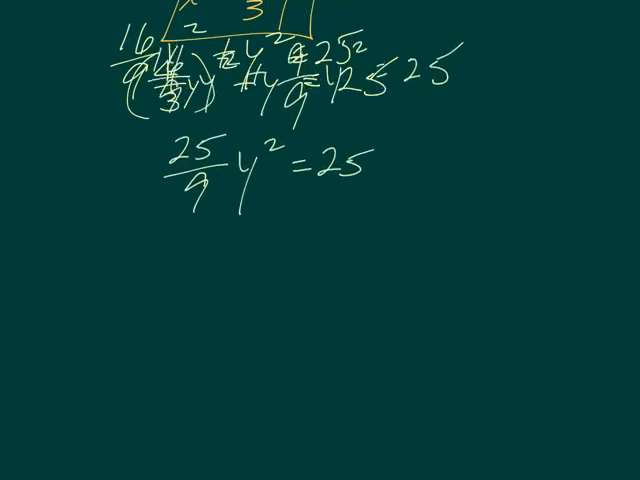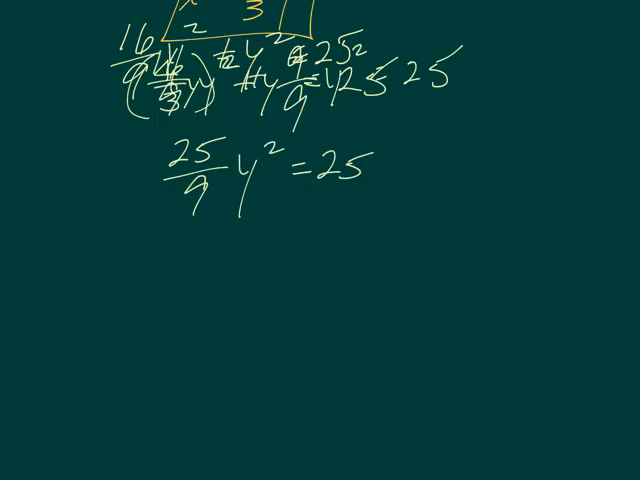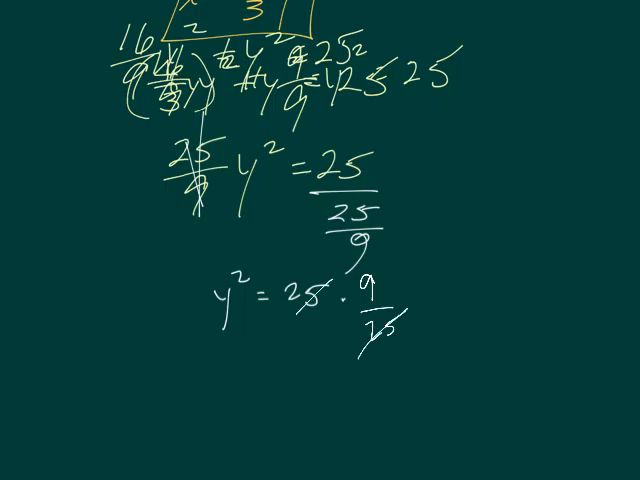So let's give myself some room here. Divide both sides by 25 over 9. And that goes away. And when I divide that, it really is y squared equals 25, and then we invert 9 over 25. Those cancel. And we get y squared equals 9, or y equals plus or minus 3.